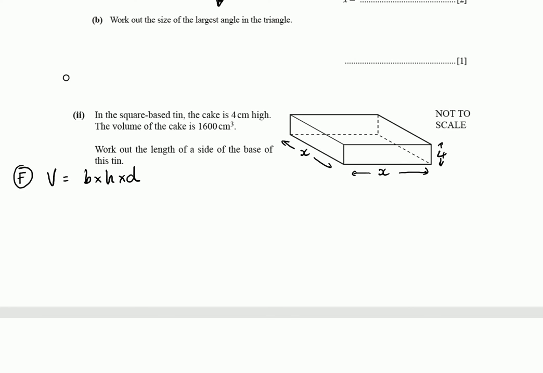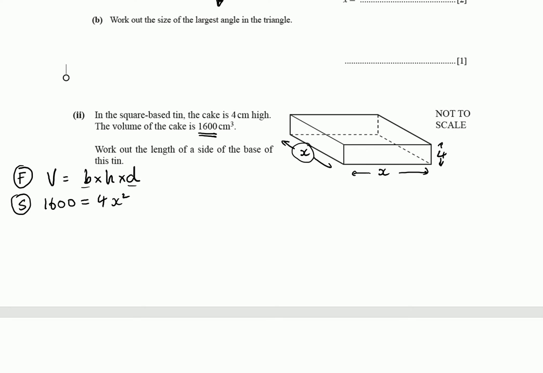So now I'm going to substitute in my letters and my numbers. The volume is actually known. The volume is 1600, so that's going to go at the beginning. Now, the base and the depth of the tin are what I've called x. So I've got two of those. I've got x times x, or x squared. And the height is 4, so we're going to label that as 4. If you were thinking of this as being the depth of the tin over here, that's absolutely fine. You would end up with the same thing.